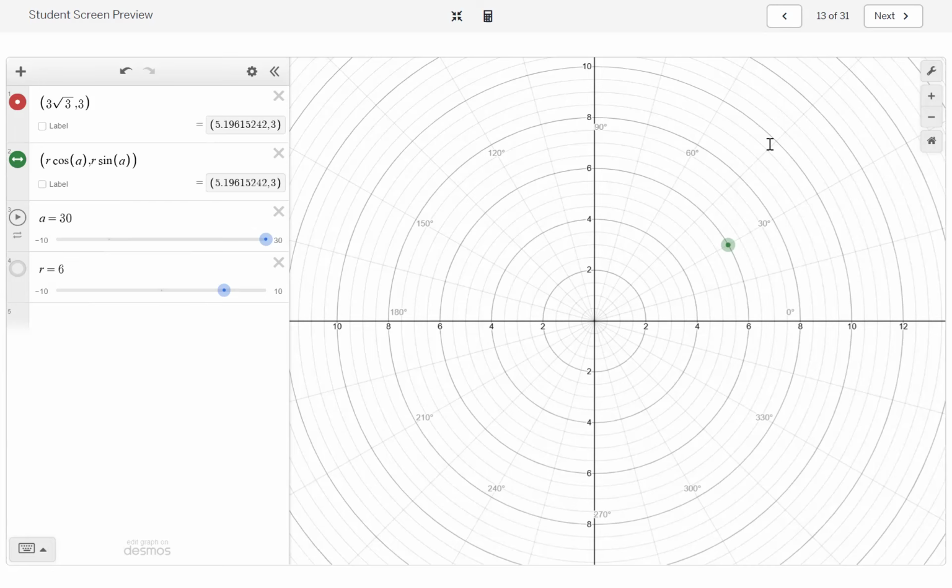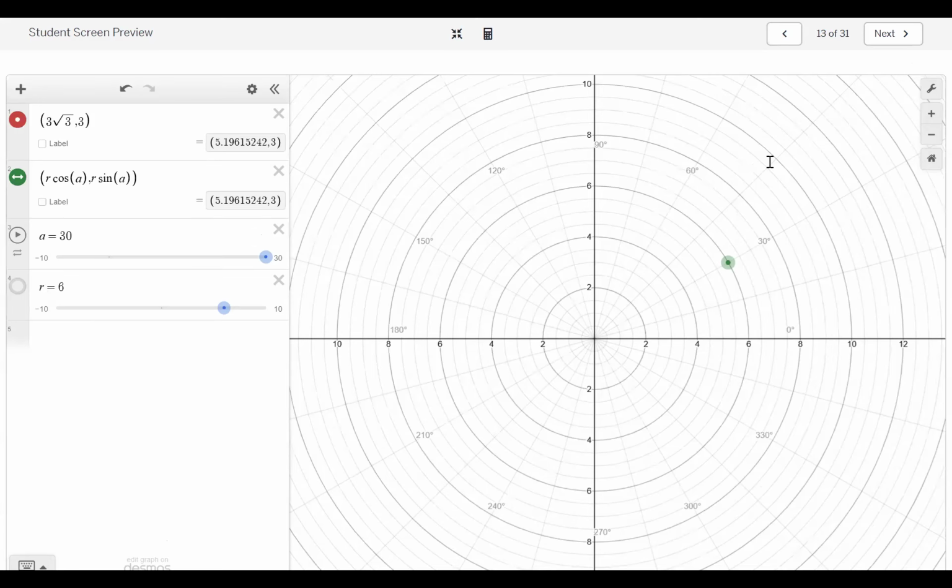When I type in my rectangular point, it plots that point for me just like an XY point. But if I tried to type 6, 30 or 6, pi/6, it would plot that like it was a rectangular point instead of a polar point. So the only way to get Desmos to plot polar points is to use this workaround where we type in r cosine A, r sine A, and then underneath it, we label what A and R are equal to.